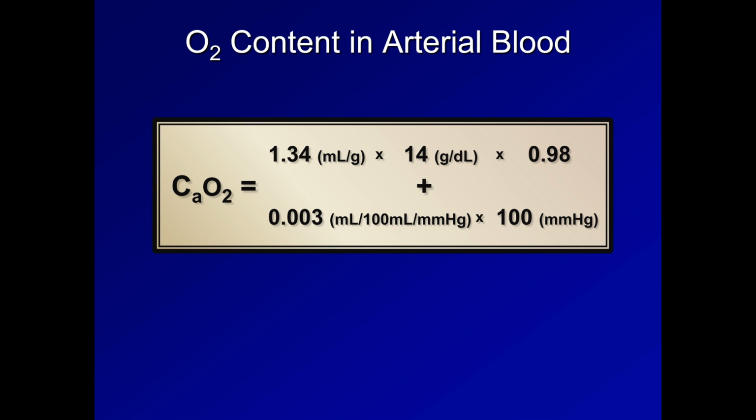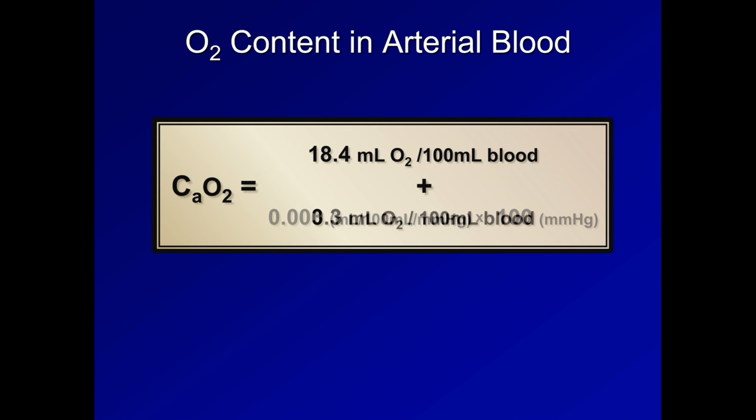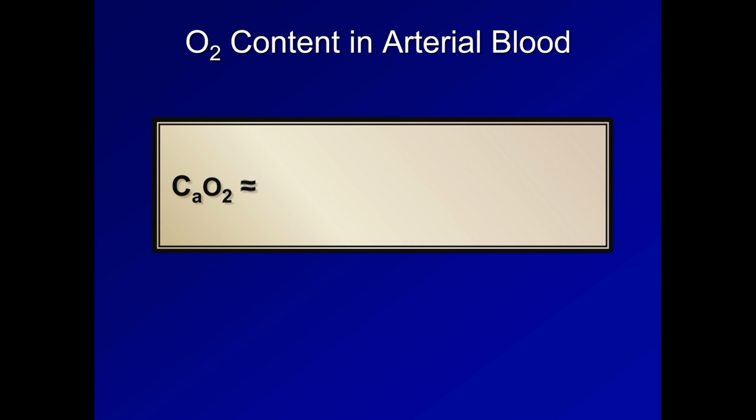Multiplying these numbers out, we find that in 100 milliliters of blood, about 18.4 milliliters of oxygen is bound to hemoglobin, and 0.3 milliliters of oxygen is dissolved in blood. In other words, the amount dissolved in blood is negligible in most circumstances. Therefore, we can approximate CaO2 as 1.34 times hemoglobin concentration times the oxygen sat. Even though this value is traditionally called the oxygen content, it would be more accurate to call it oxygen concentration.